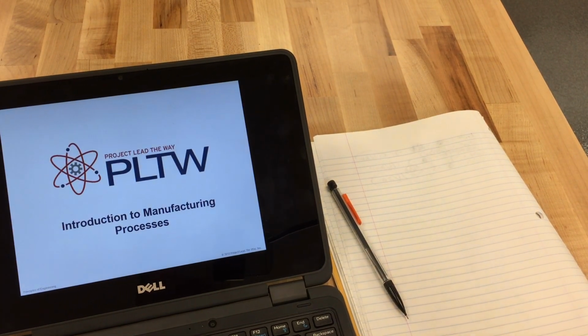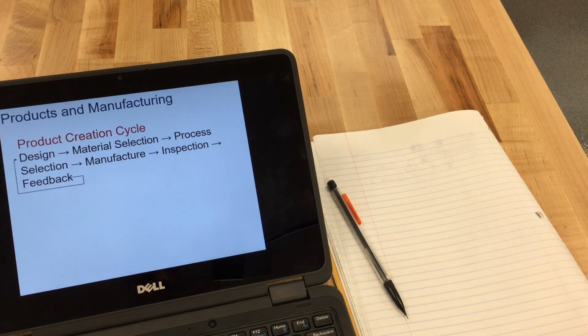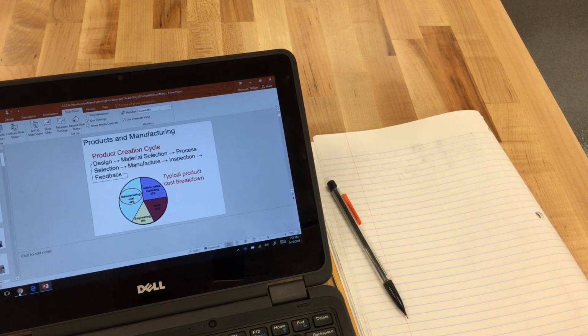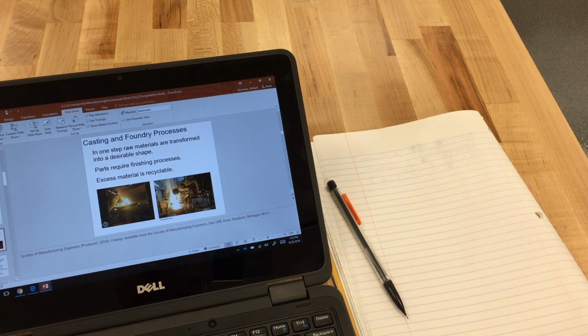All right, sorry about that, but we are back now with our introduction to manufacturing processes. So let me go ahead and find where we were. There's the foundry from the current slide.